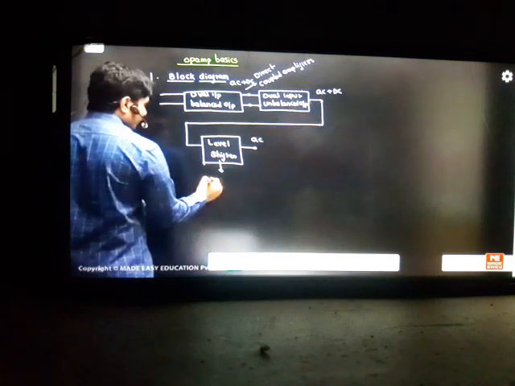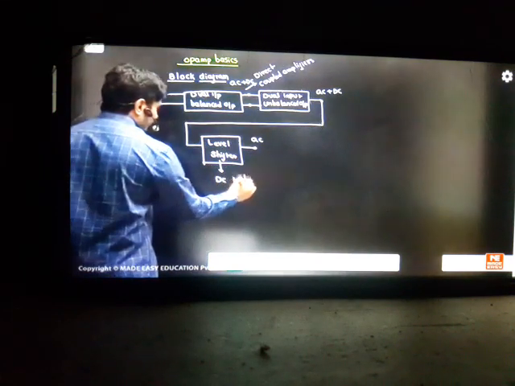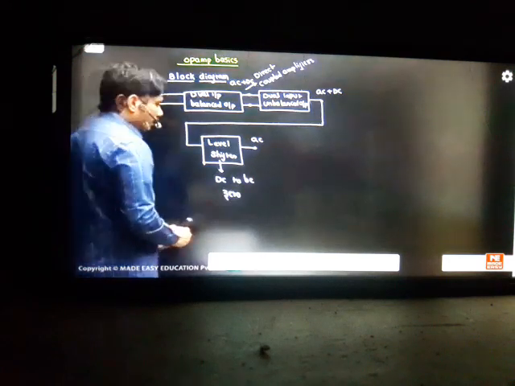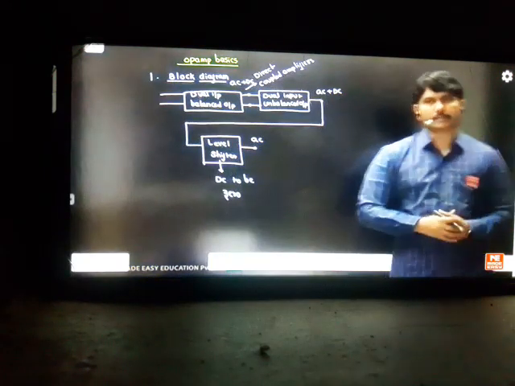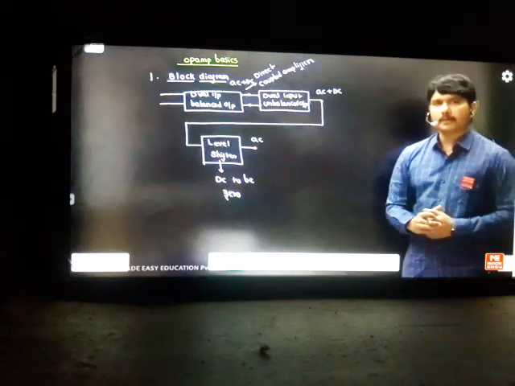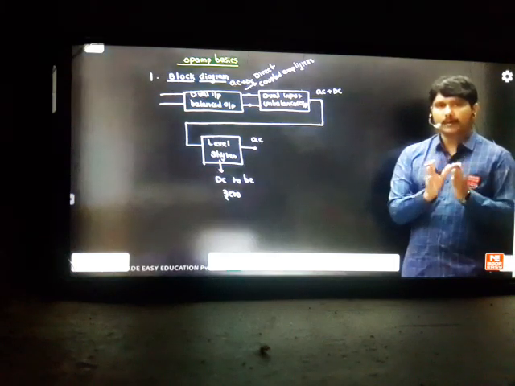level shifter. What this level shifter will do is make your DC level 0. So the total DC will become 0, and from that we get the AC output. We are not interested in the internal details of the level shifter. We only want to know that in the block diagram there must be level shifters.